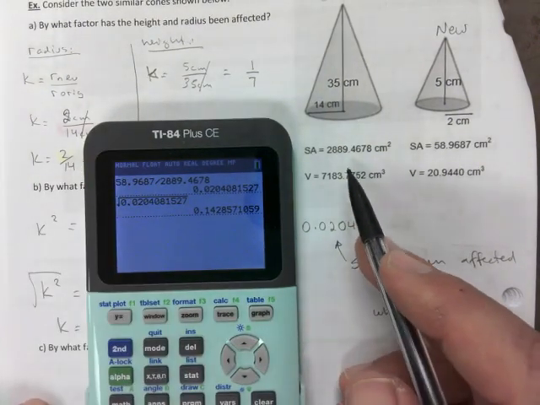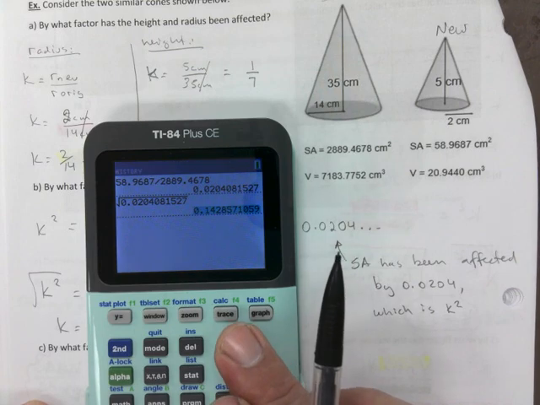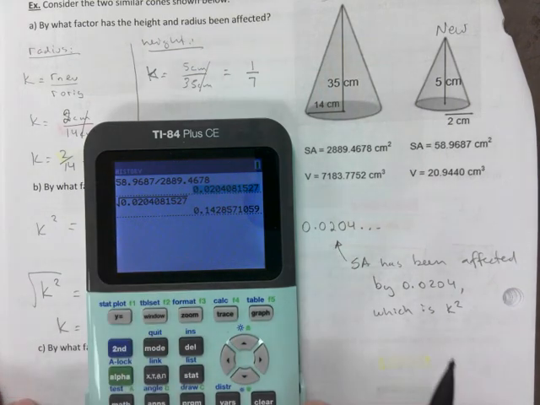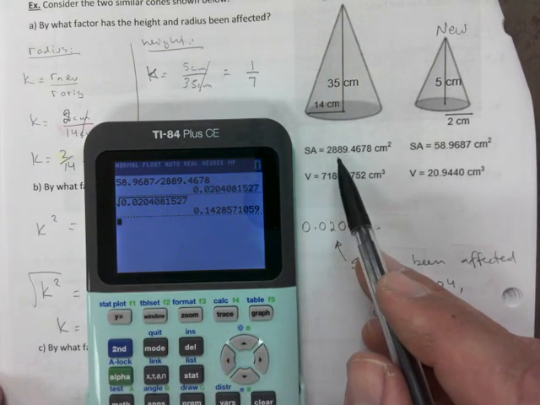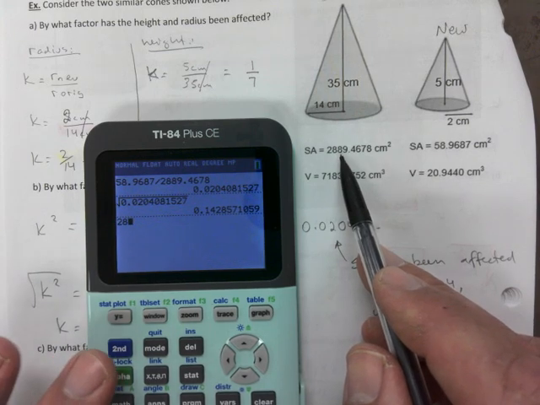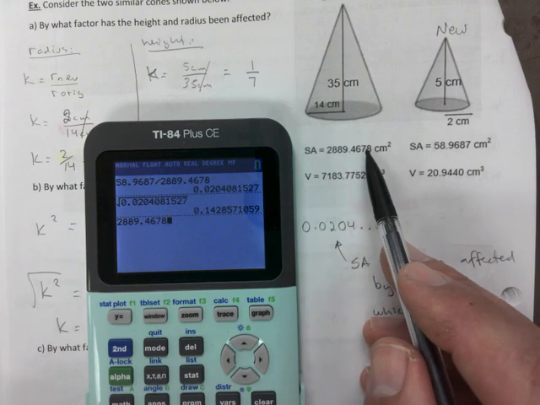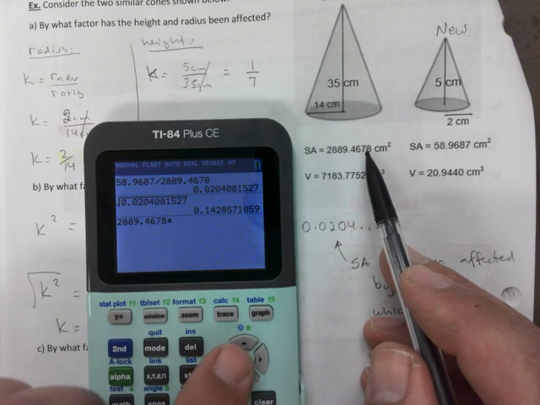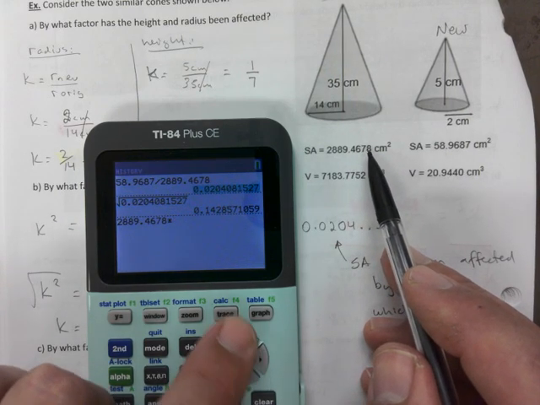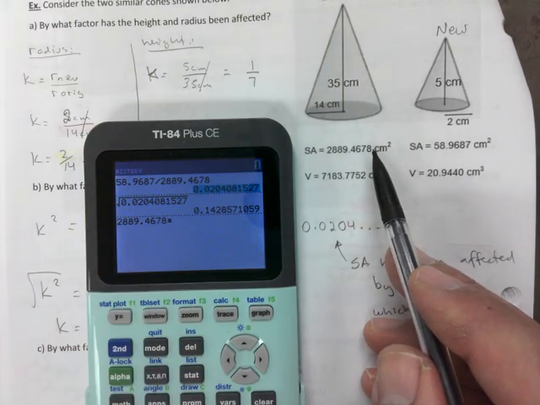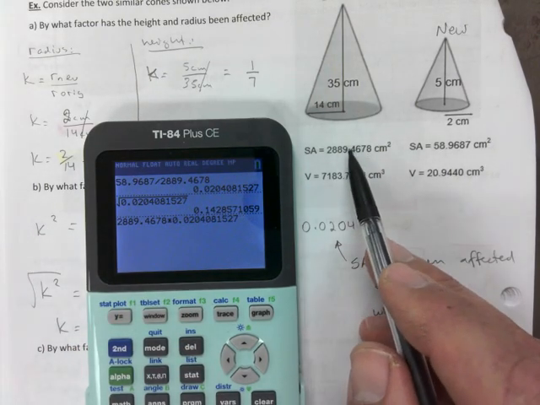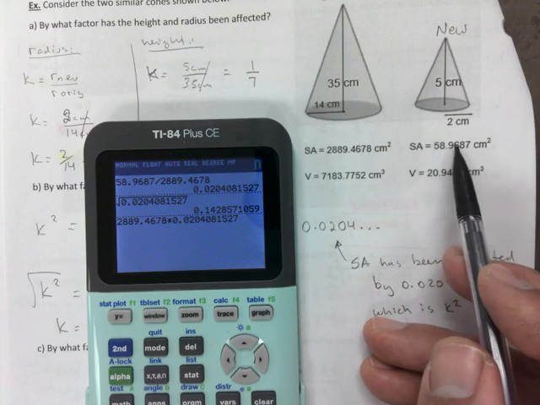Let me give you another illustration. If you take this number back here, we're going to use that in a bit. I'm just going to show you that if you want to take 2889.4678 and you multiply that by not k, but k squared, because we're talking surface areas, if you multiply this by k squared, you should get this.